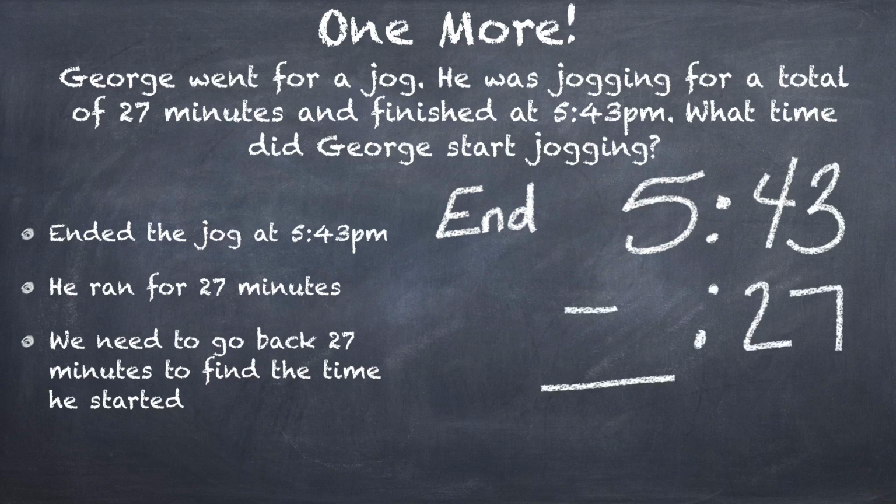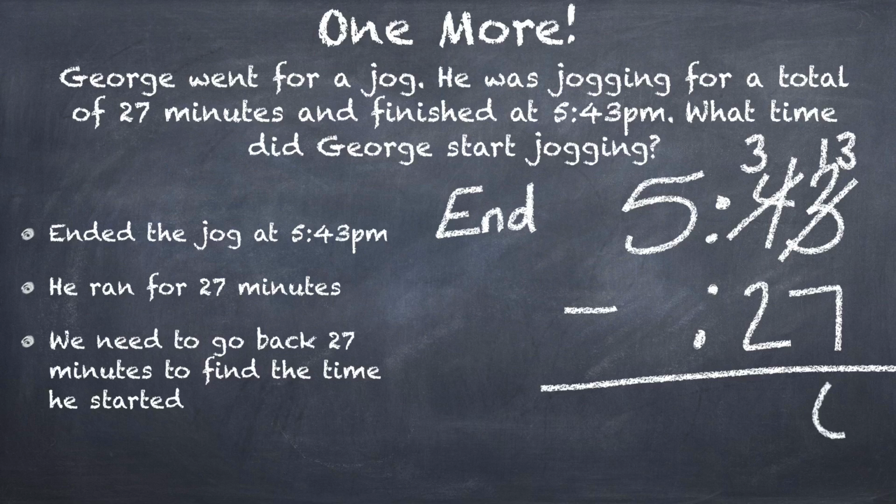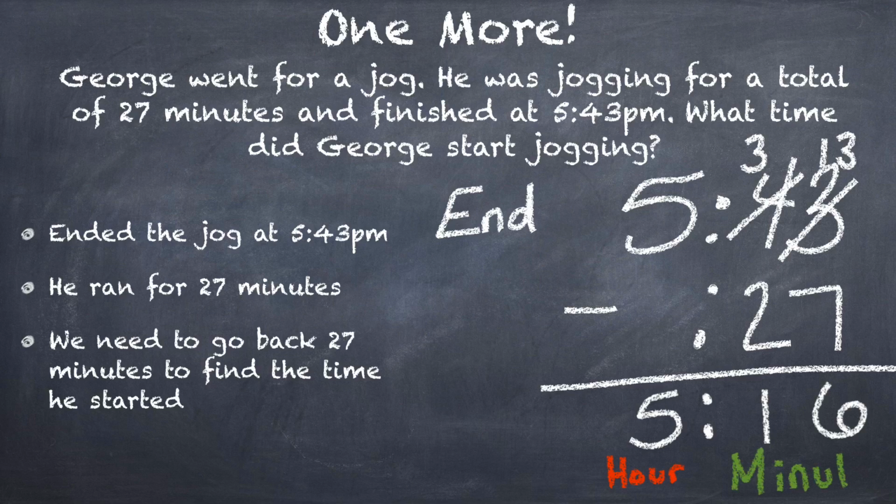The 3 minus 7 can't happen, so we've got to borrow from the 4, which now becomes a 3. Then our original 3 becomes a 13. So now we do our 13 minus 7 gives us 6, 3 minus 2 gives us 1, and our hour stays the same. Remember, our hour's on the left and our minutes are on the right, so the time he started jogging was 5:16.